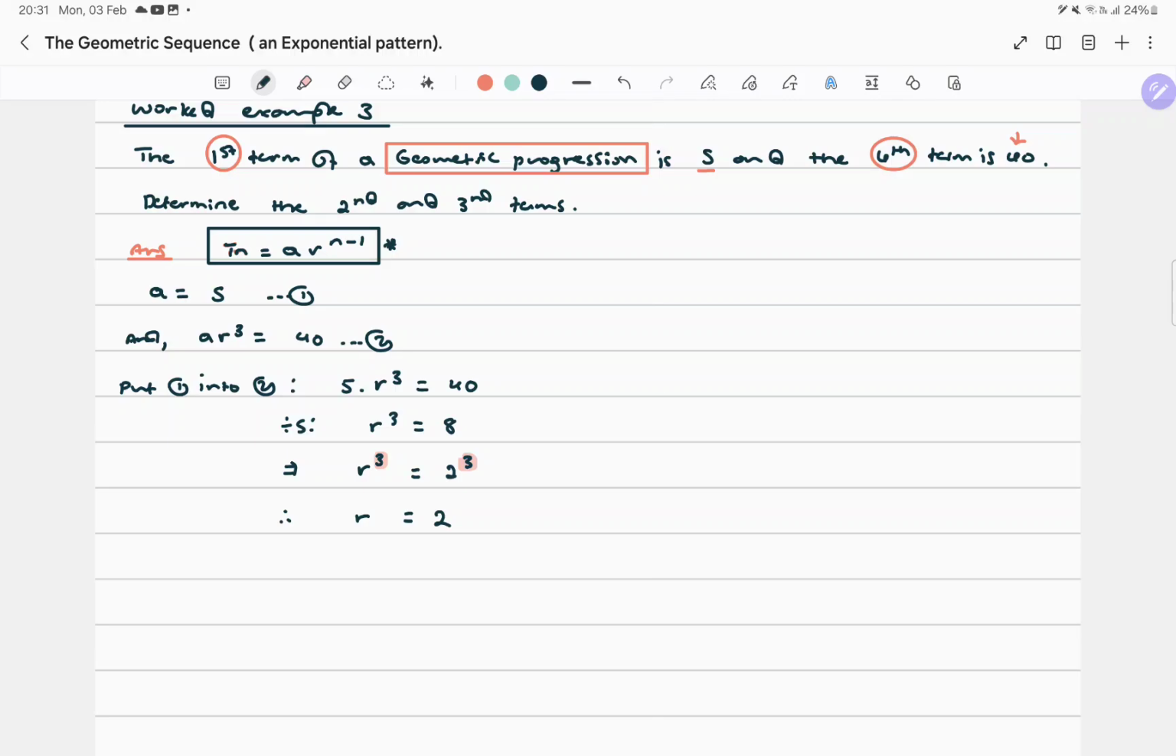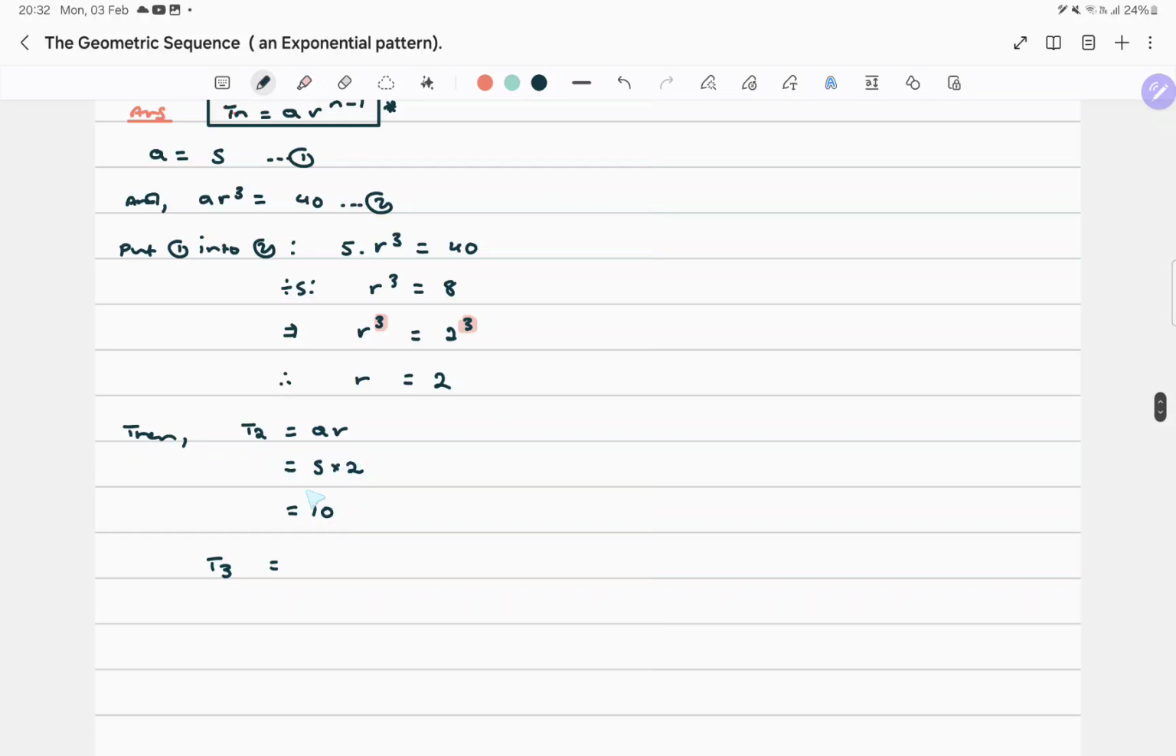We want to find the second and the third terms. We can say then, now we know that the second term, T2, is going to be ar, which is going to be equal to 5 times 2, which is 10. And so T3 is going to be, this time I'm not going to write this, basically T2 times r. This is 10 times 2, which is 20.